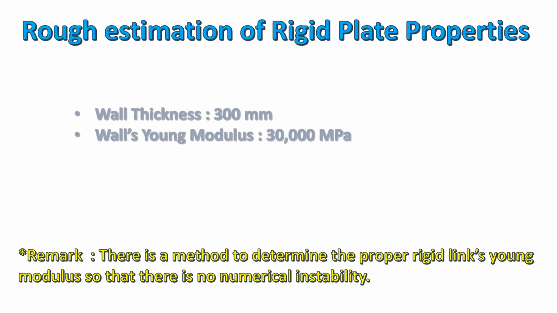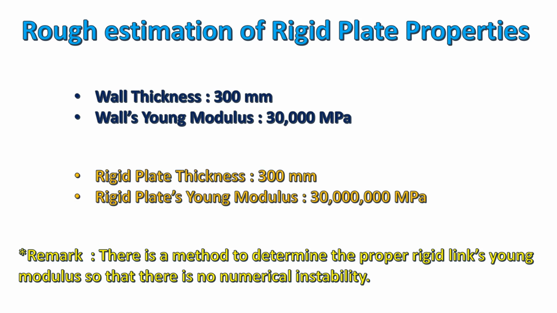The rule of thumb that I could give you for a quick assessment is simply using a Young's modulus of the rigid plate equal to 1000 times the Young's modulus of the structural wall that the rigid plate is connected to. Although this does not guarantee there is no numerical instability, at least it will be a good start.